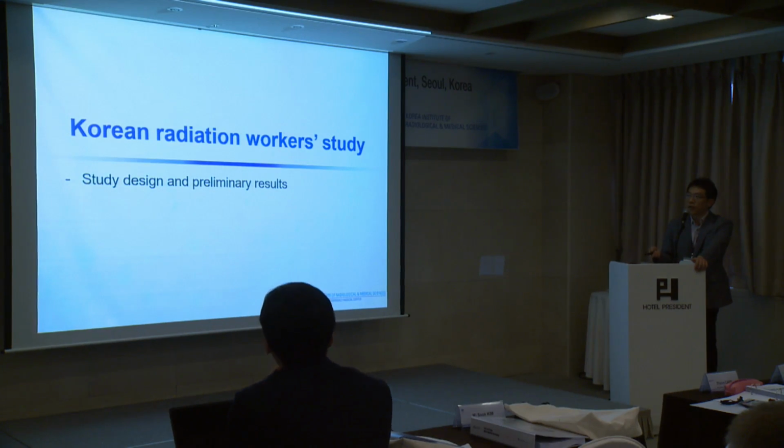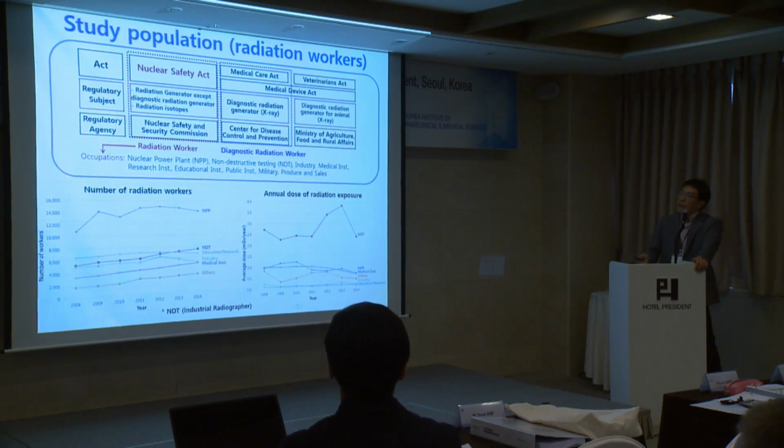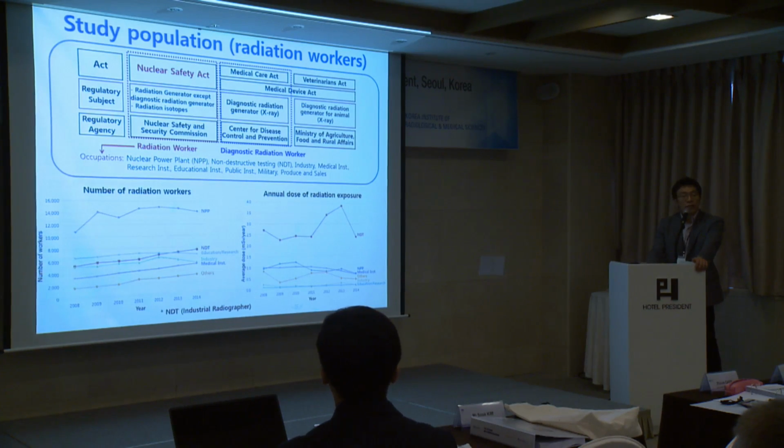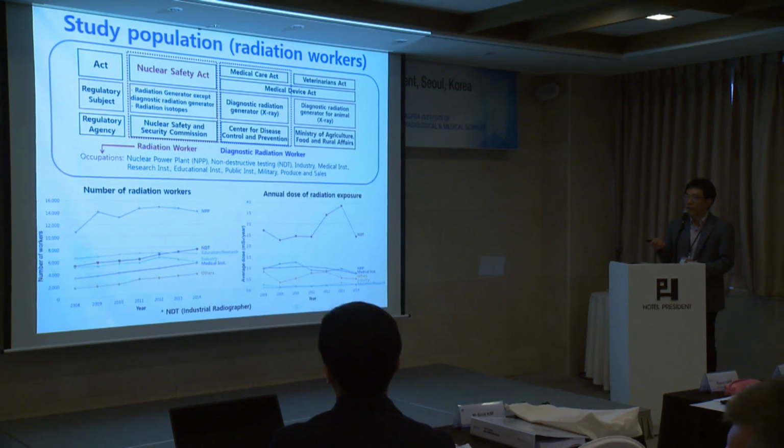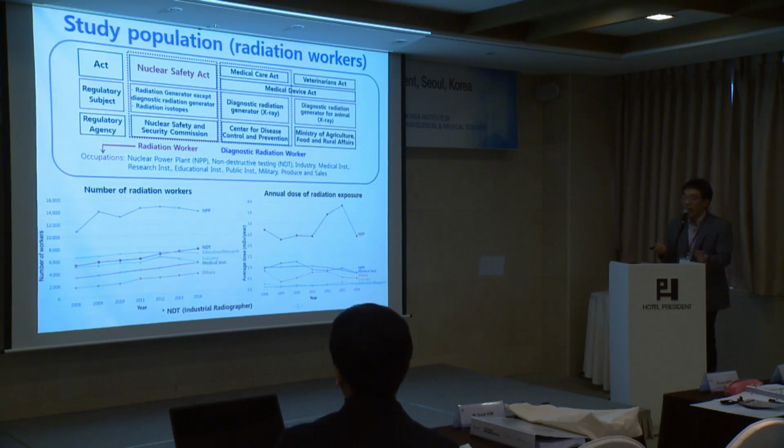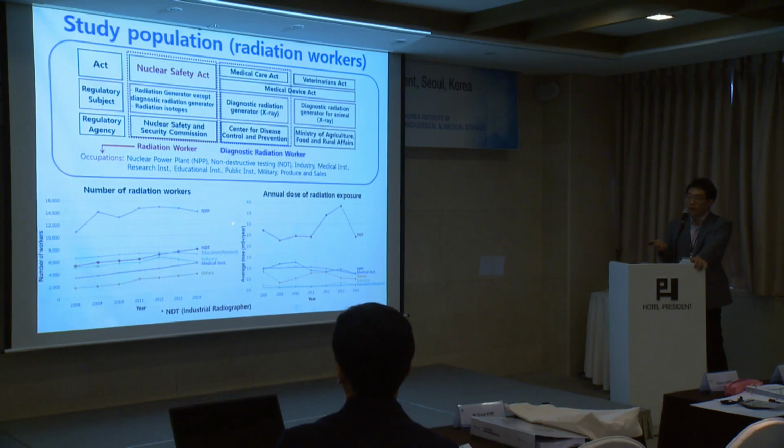So we have some time, so I'm going to introduce our study. In Korea, we have two types of radiation workers depending on the act. Under the Nuclear Safety Act, we call them radiation workers, and under the medical act, we call them diagnostic radiation workers. Our study population is radiation workers. It consists of about nine occupation types, including nuclear power plant and non-destructive testing workers, which are industrial radiographers. The total population is about 42,000 workers, and among them, nuclear power plant workers are the majority.